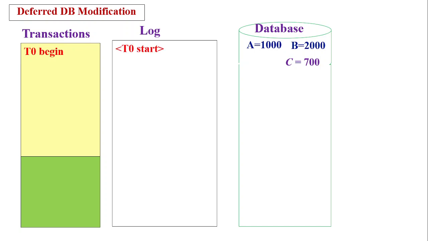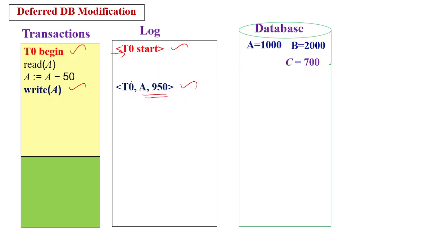First transaction is T0. When it starts its execution, that is when it executes the begin operation, then it records the T0 start log entry into the log. Then when it performs the write operation on A, it makes an update record into the log. This update record, you can observe, contains T0, the transaction identifier, A, the data item identifier, and 950, which is the updated value of the data item A.